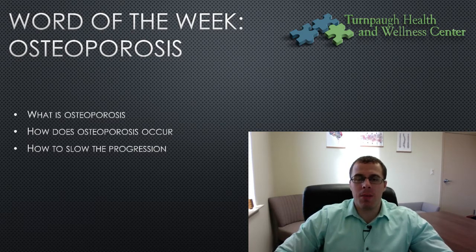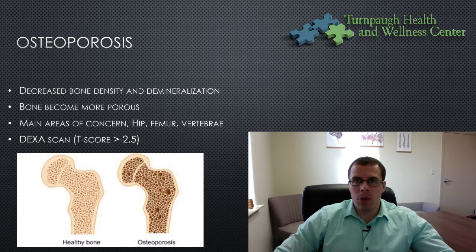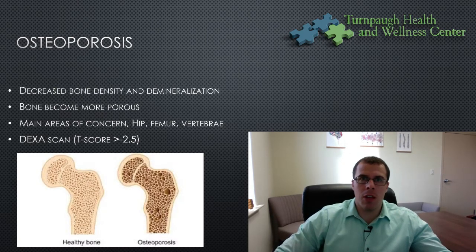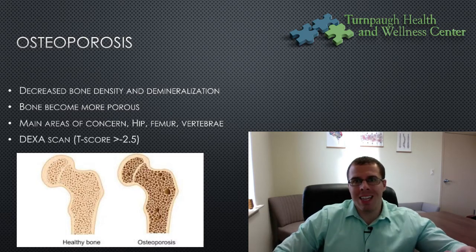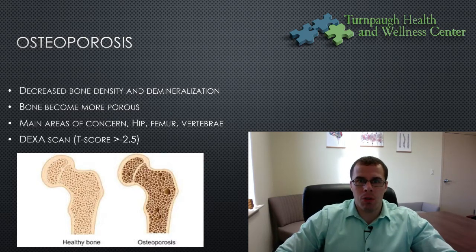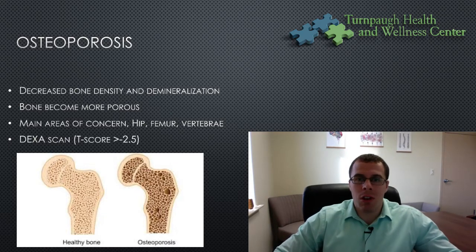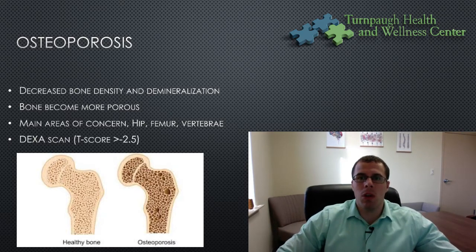Today's word of the week is going to be osteoporosis. We're going to talk about what osteoporosis is, how someone gets it or how it occurs, and then how we slow the progression of osteoporosis. Let's dive in. For our viewers, this is also in reference to osteopenia, which is one degree less than osteoporosis. So if you do have the diagnosis of osteopenia, this would be a beneficial conversation for you to listen to as well. So what is osteoporosis?